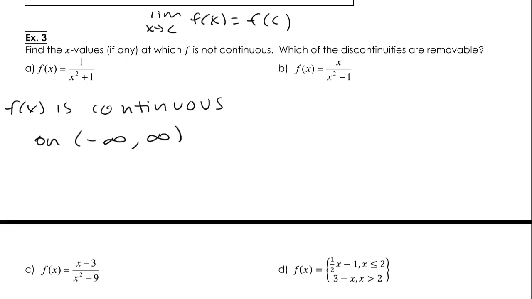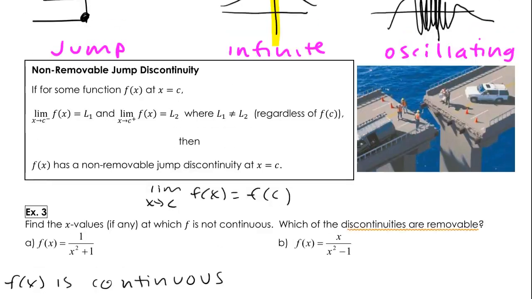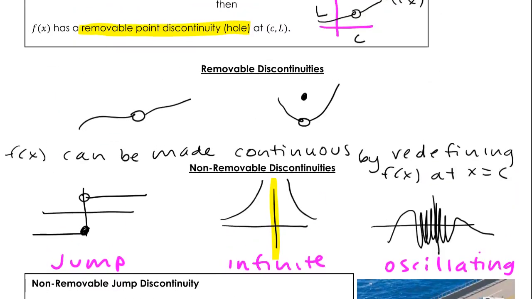If a function is not continuous, they're asking us to identify if they are removable or not. Just reviewing what that means, a removable discontinuity is right here, and you're looking basically for a hole. A non-removable.